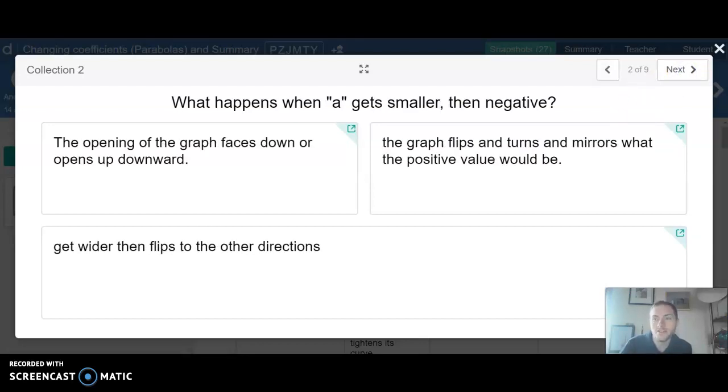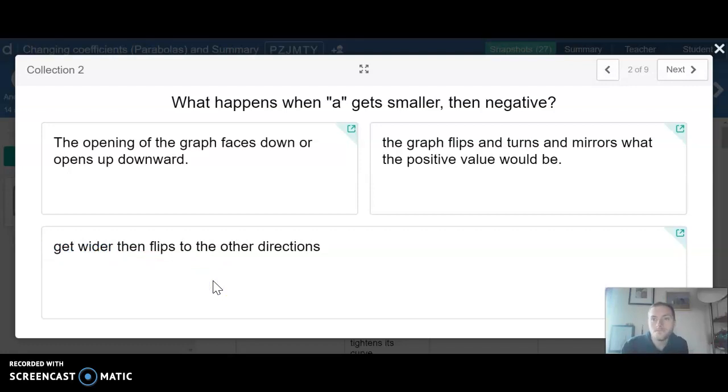Okay, then the next thing we looked at is what happened when it got smaller and then negative. So you said it went from this upward parabola to that downward parabola. The way you can think of that is if A is positive, it's a smiley face. If it's negative, it's a frowning face. One person here, and a few of the others, also noted that it gets wider first. And we're going to look at that a little bit more later on.